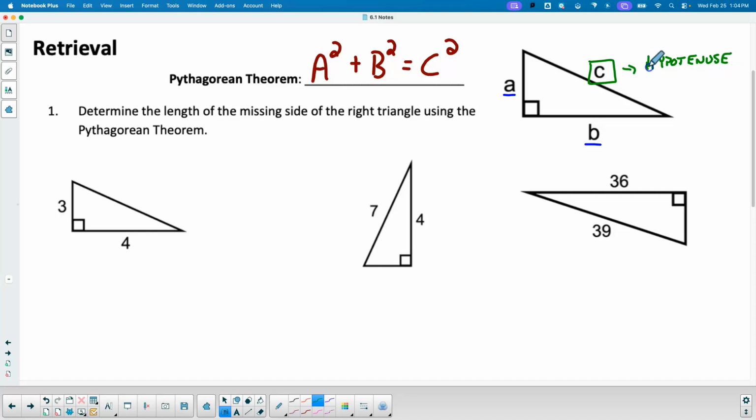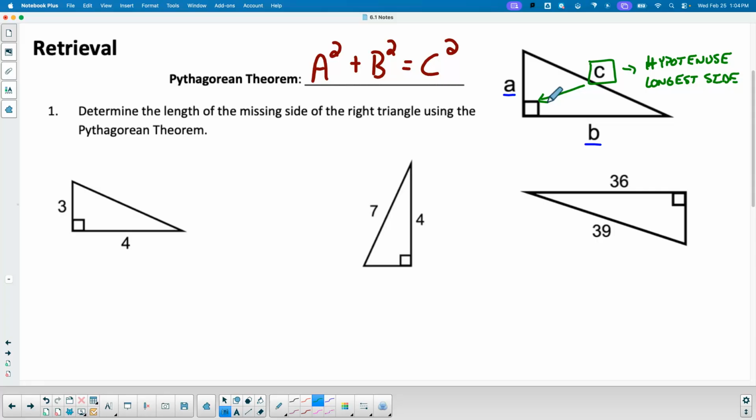It is the longest side, and it is always across the triangle from the right angle. So that C will always be across the triangle from the right angle.